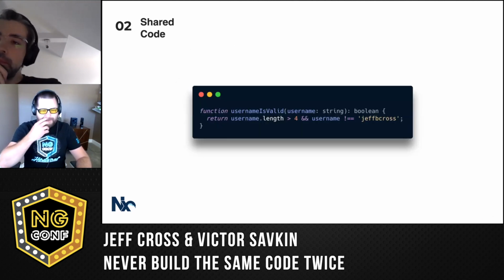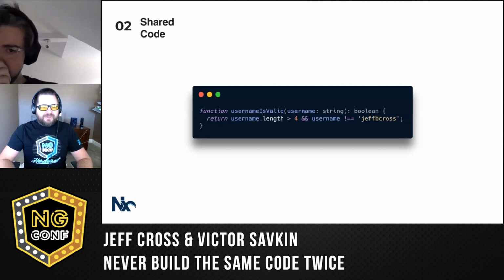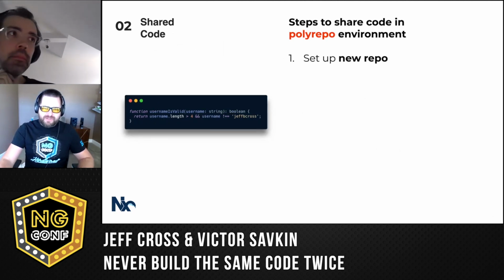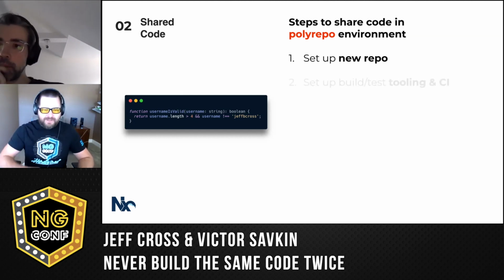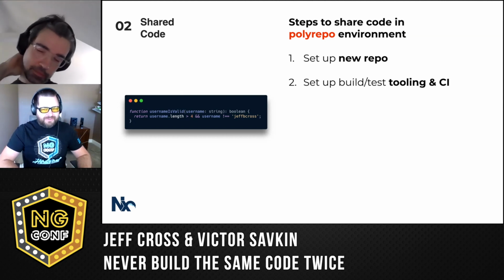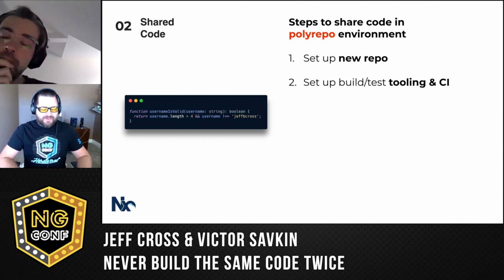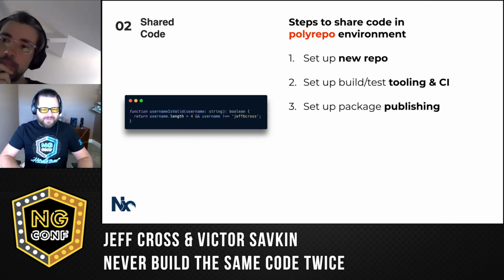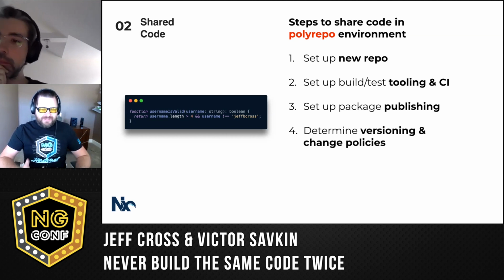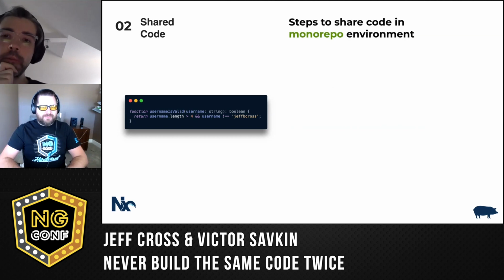But let's look at shared code. Let's say you have this validator that is checking that a username is valid. If you wanted to share this code in a polyrepo, like a multi-git repo setup, you would have to set up a new repository, set up the tooling, the build and test and CI for that repository. And then you'd have to set up publishing. And along with publishing comes versioning and what your guarantees are about changes and breaking changes. Those are all things you have to figure out anytime you set up a new repository.